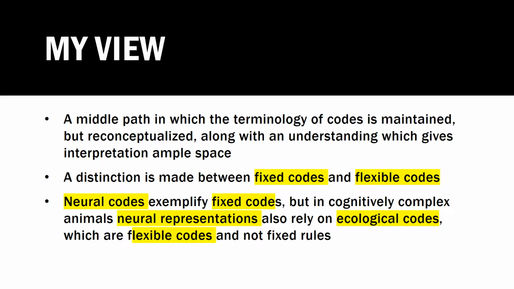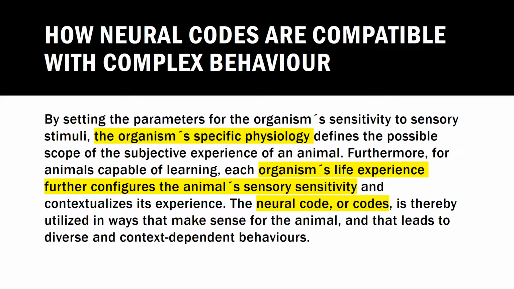And I think we need to understand neural codes in context with the ecological context as well, to understand how cognitively complex animals perceive and act. I think the different notions of codes, with some, like the neural code, being fixed, and others, like ecological codes, being more flexible and fluid, is necessary to understand complex animal behavior.